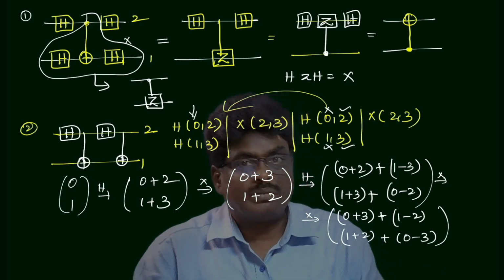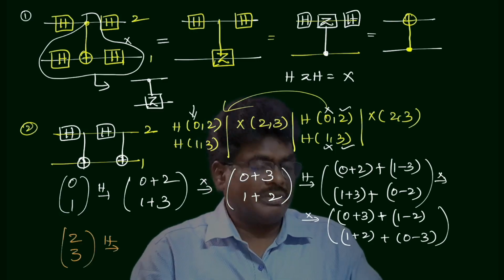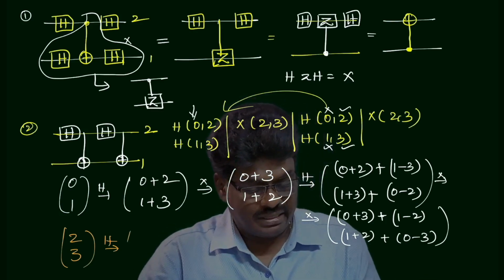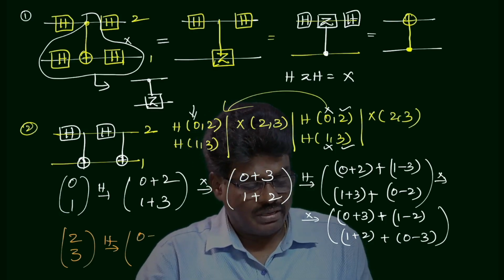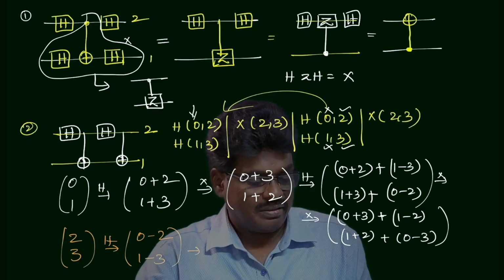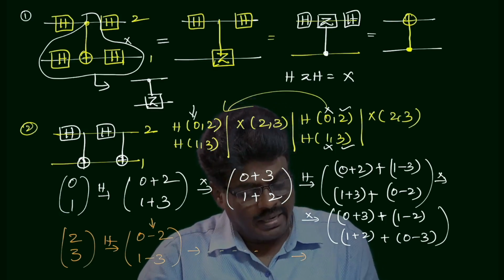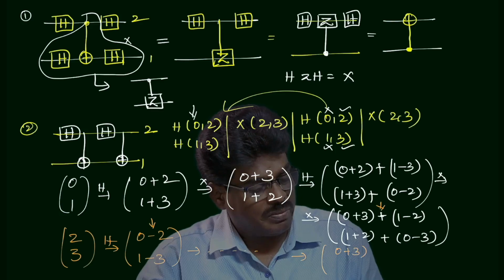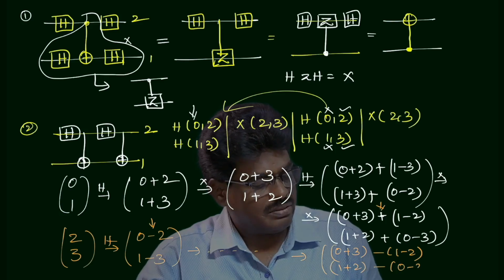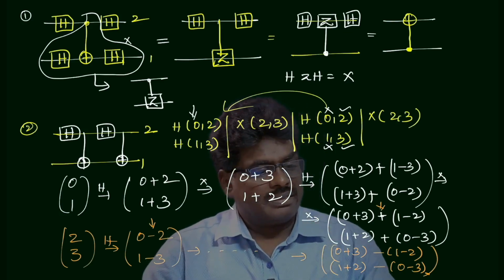Now the next one, no need to worry. Next one we can write directly, that is x 2 3. I'm not doing all these things, directly you can write. The reason is 2 is on. Here the combination is 0 2, 2 is on, that's why 0 minus 2 and 1 minus 3. So no need to do all these things, directly you can write. In the middle you have minus, wherever middle sign is there just change it. 0 plus 3 minus 1 minus 2, 1 plus 2 minus 0 minus 3. That's it. Okay, right.